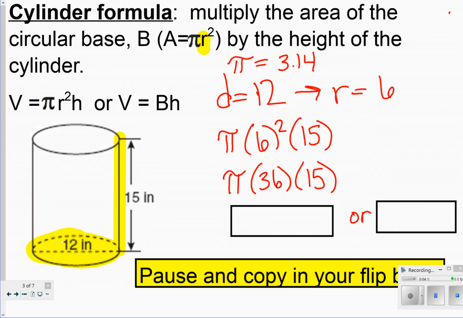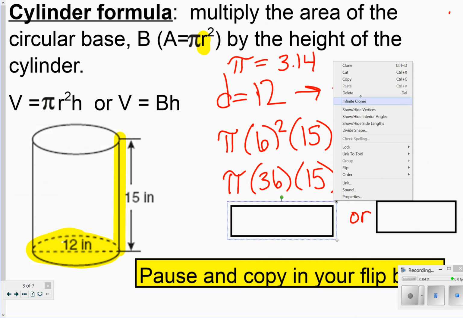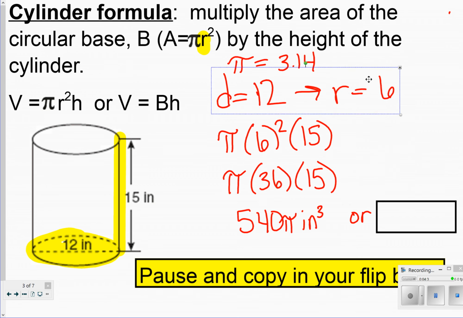Now, there are two different ways that you might find the answer to a volume question. We might find it where they use just the pi. They didn't actually calculate what pi is going to be. So they could have left pi in our formula. They would have simply multiplied 36 times 15 and gotten 540 and left pi there. So 540 pi inches, and our units are inches and it's squared, or I'm sorry, cubed.